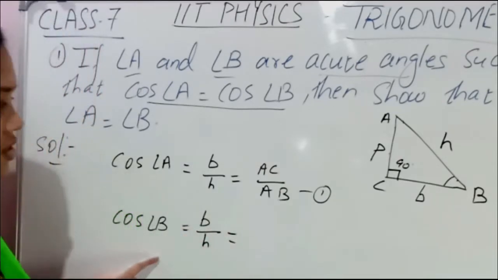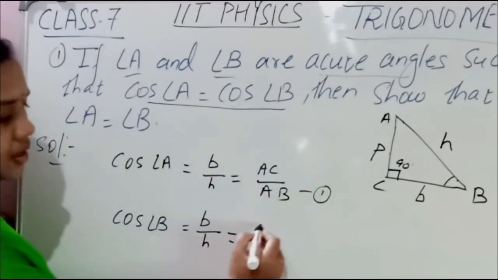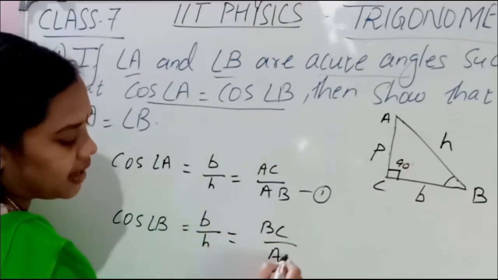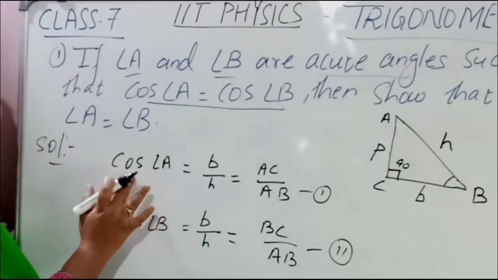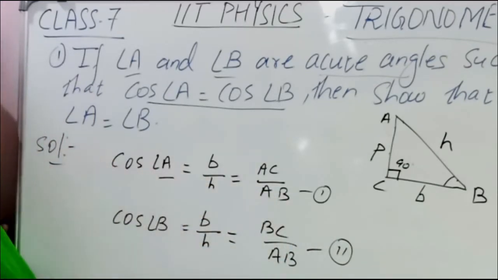What is the base? You see, what is the base? Base is BC. And what is the hypotenuse? That is AB. Your second equation. Here, this is the value of cosine when the angle of reference is angle B.